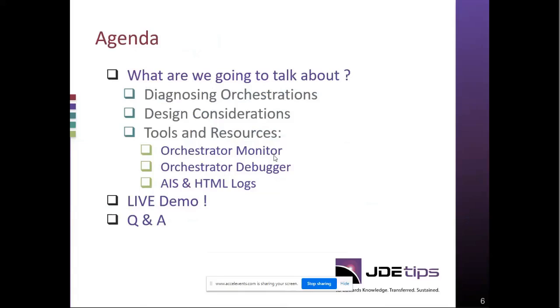We're going to cover different tools and resources that Oracle gives you right out of the box. So things that include Orchestrator Monitor, Orchestrator Debugger, and of course, our favorite, AIS and HTML logs. And we are going to kick off this live demo. So Cindy's going to walk you through a whole bunch of different case scenarios of different types of things that can go wrong when you're creating these orchestrations.